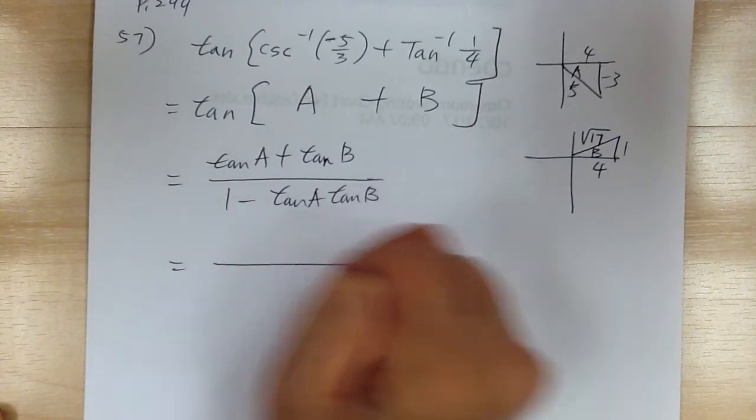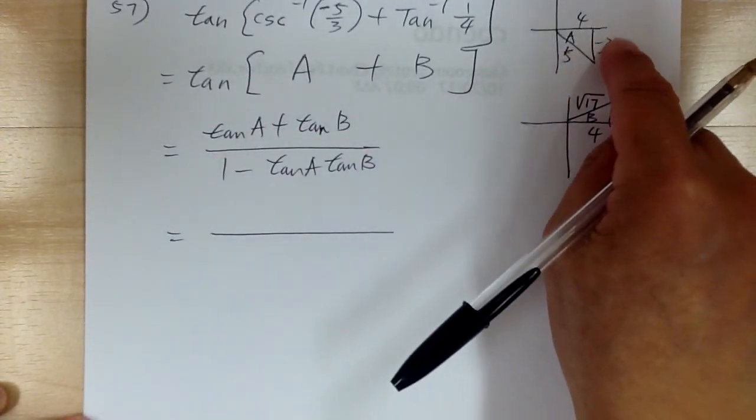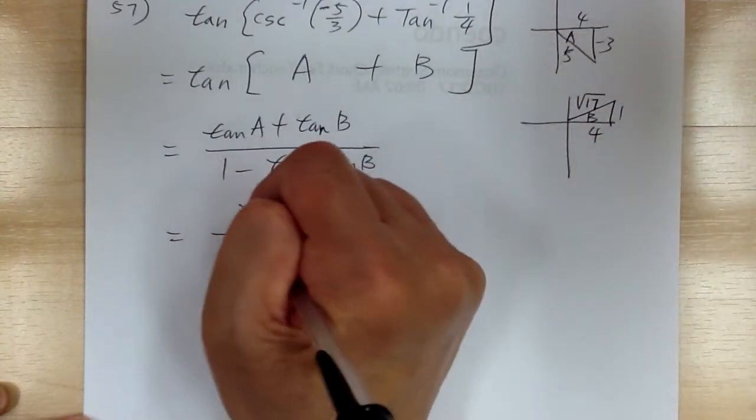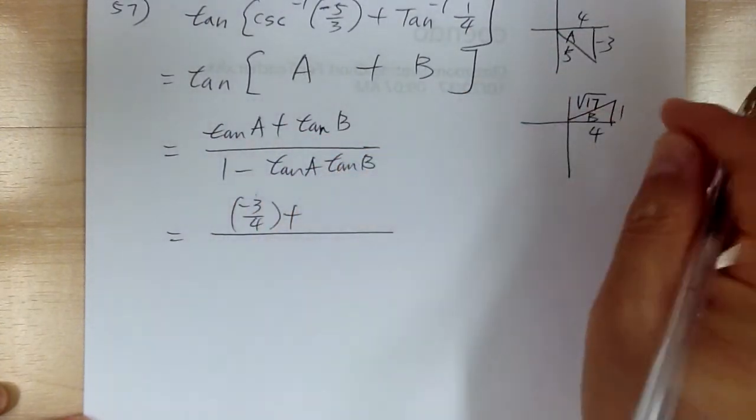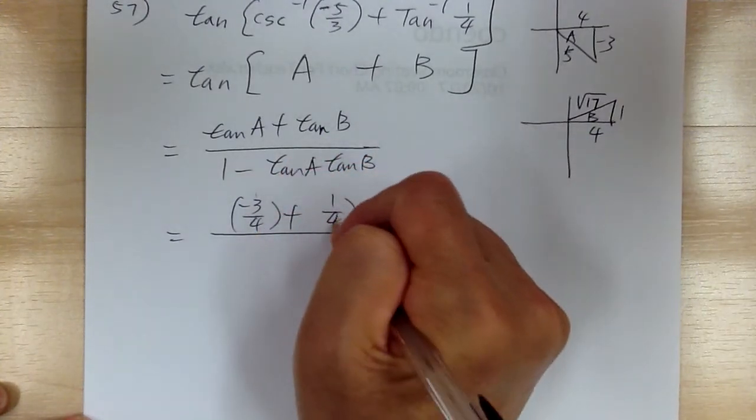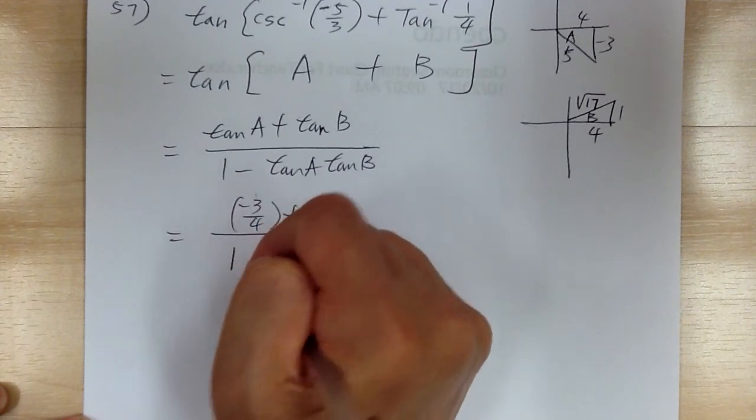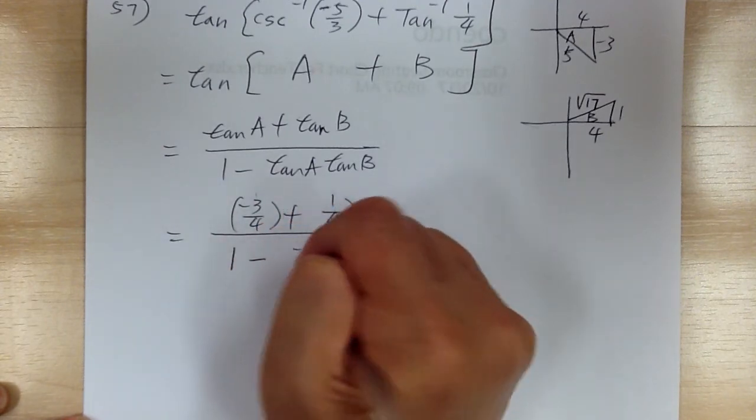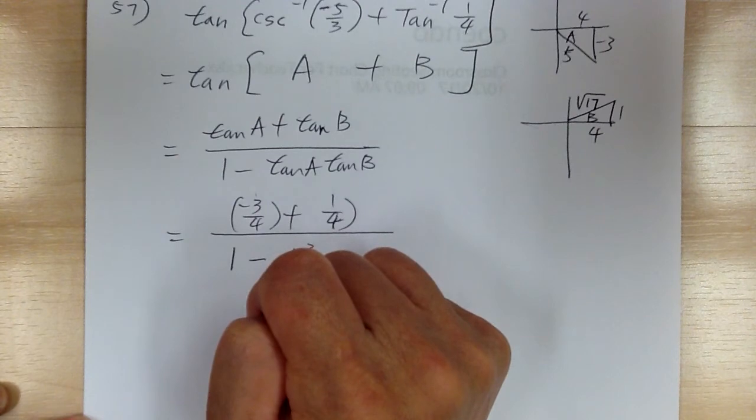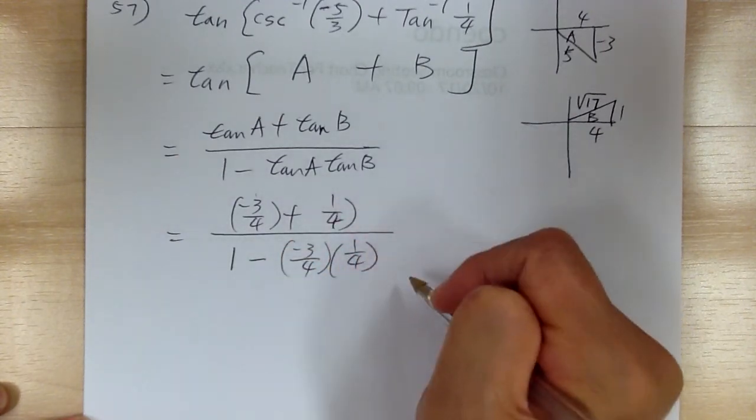So now you're going to evaluate. Tangent of A is sine over cosine, so it'd be negative 3 over 4. Tangent B is sine over cosine, is 1 over 4. And so equal to 1 minus negative 3 over 4 times 1 over 4.